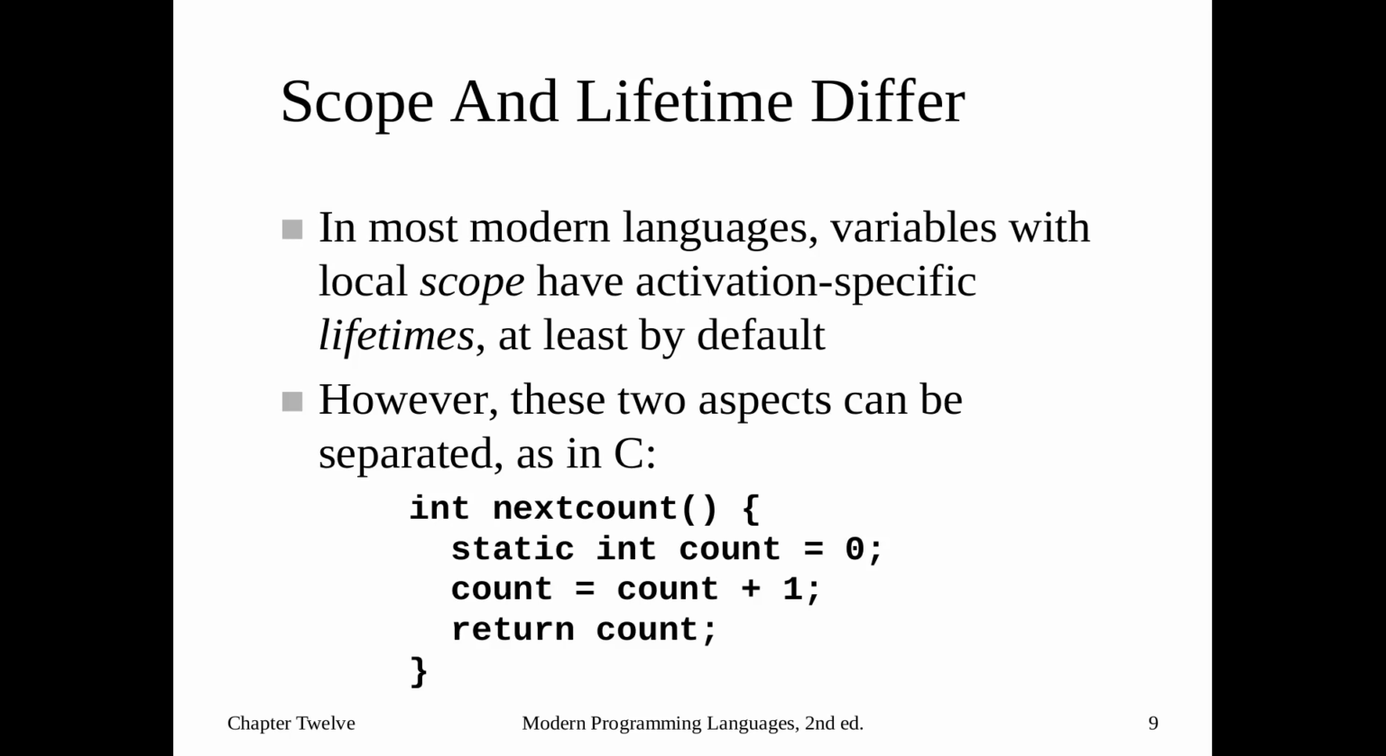So we have to understand, right? We've talked about scope. Scope is where and when the variables are actually visible, versus lifetime, right? Most variables with local scope have activation-specific lifetimes, typically by default, although we can get around that, and we'll talk about that shortly. Meaning that when their scope ends, they usually are no longer visible. They don't exist anymore.